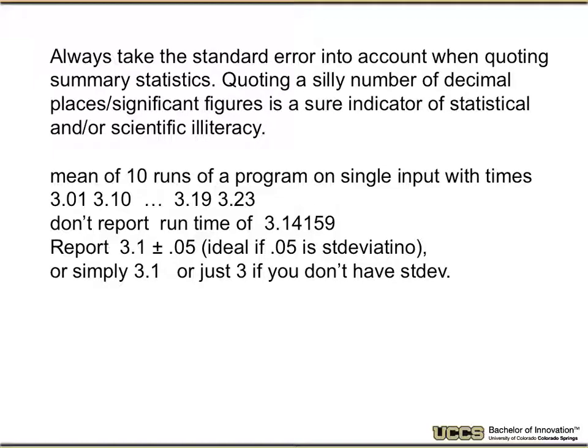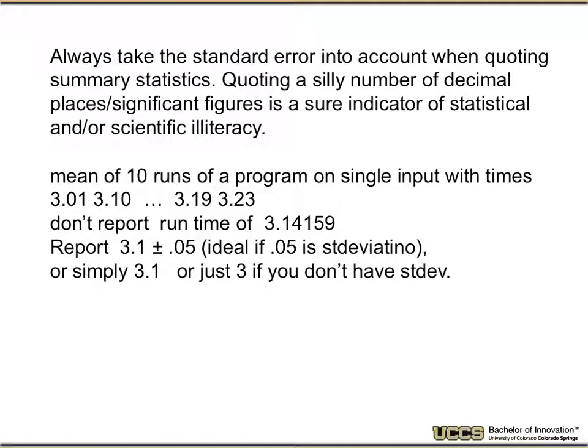You should know when you're doing your experiment whether or not you should be reporting 1 significant digit, 2, 3, right? So if I run 10 runs of a program and my computer outputs 3.01, 3.10, whatever, up to 3.23. If I get 10 numbers that were printed on my screen with 3 digits of decimal precision, I shouldn't report a runtime of 3.14159, right?